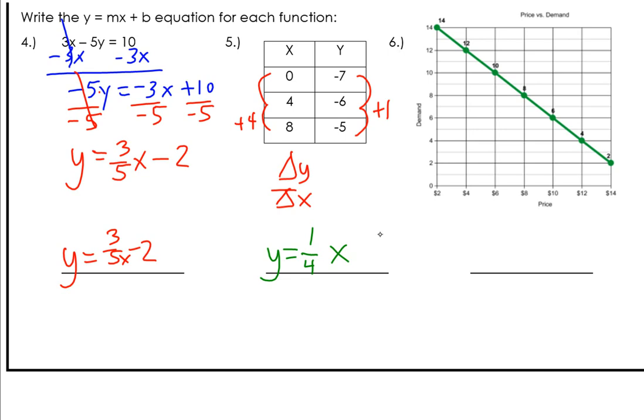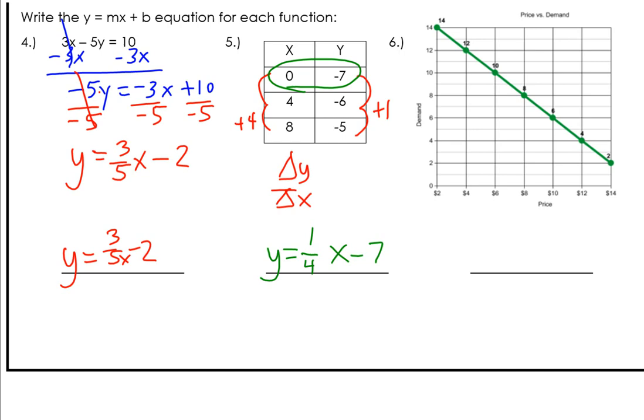Now, how do I get the b? I go to my table and I look for the y-intercept. The y-intercept is the point when x is 0. So if x is 0, that's the y-intercept. So I take this number, exactly how it is, and place it at the end of my sentence.